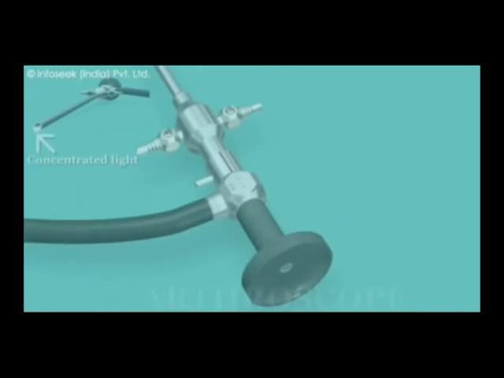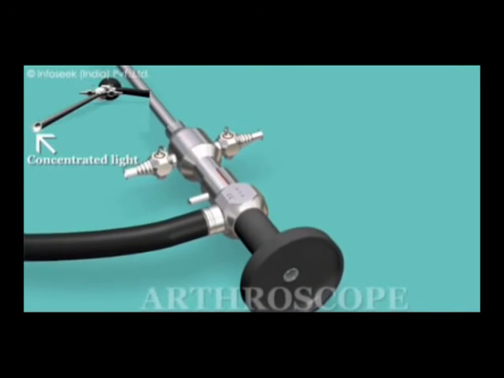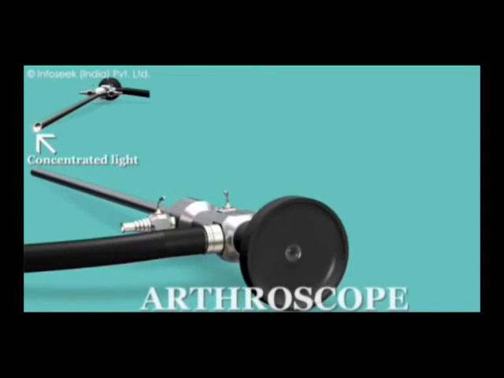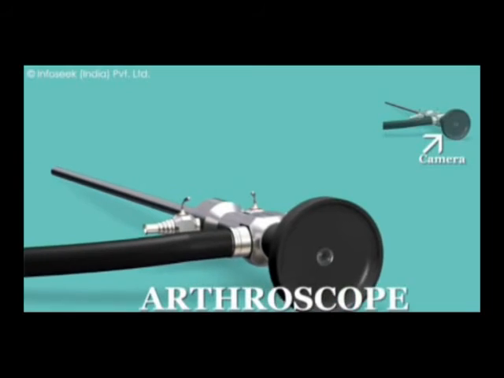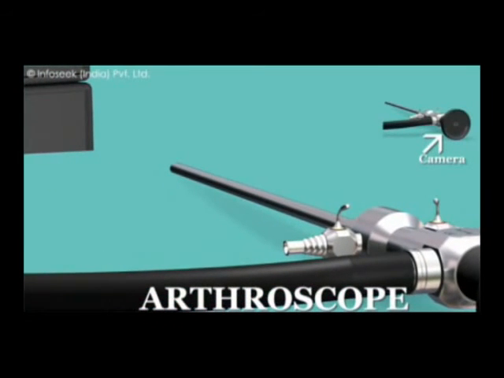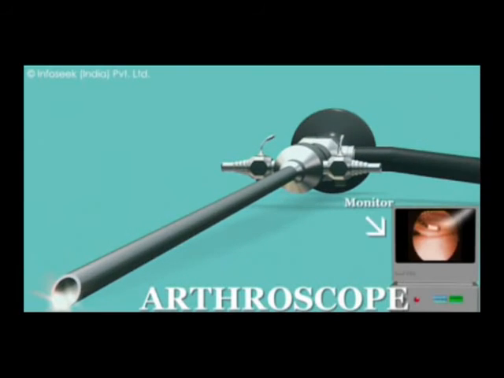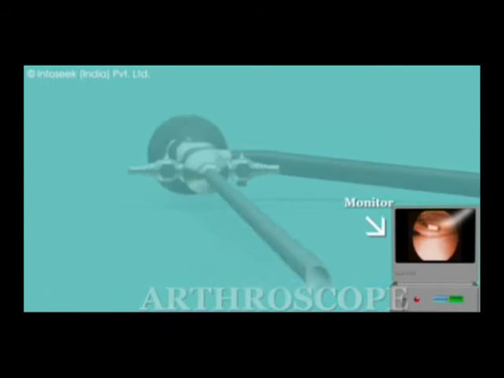The arthroscope is a tube having a magnifying lens and glass-coated fiber to send concentrated light into the joint. A camera attached to it allows the surgeon to view the image of the joint's internal structures on a monitor. If necessary, a video recording can be made.